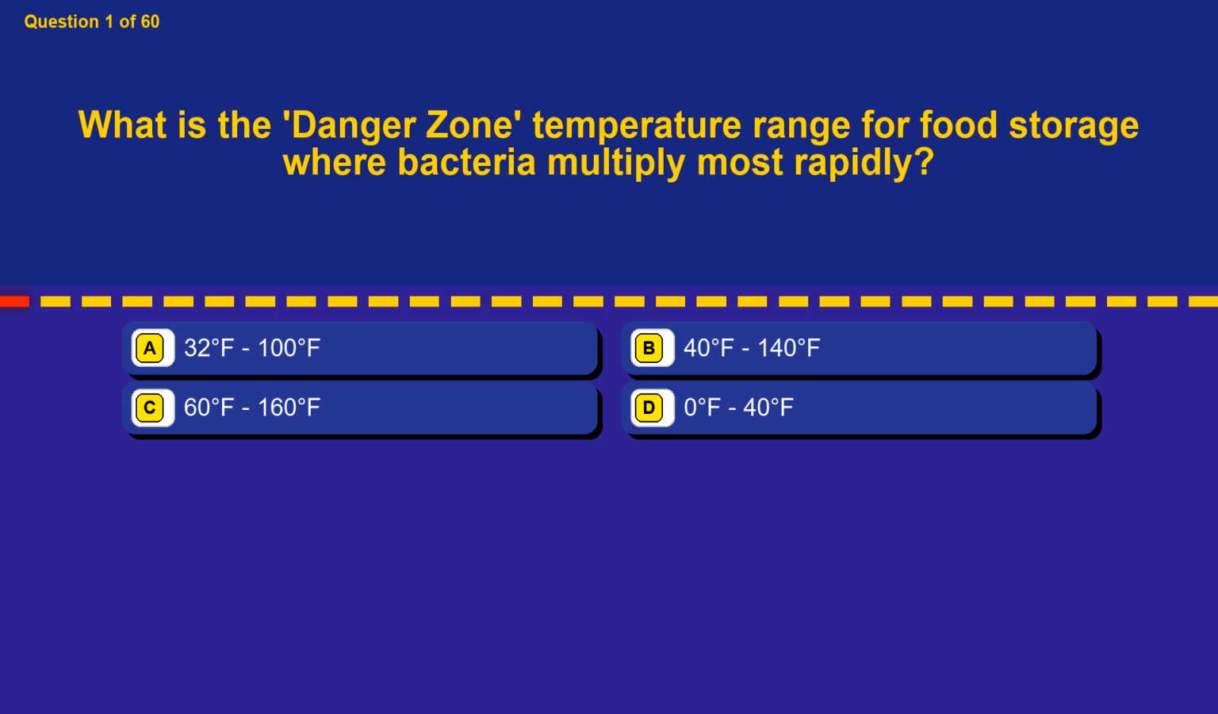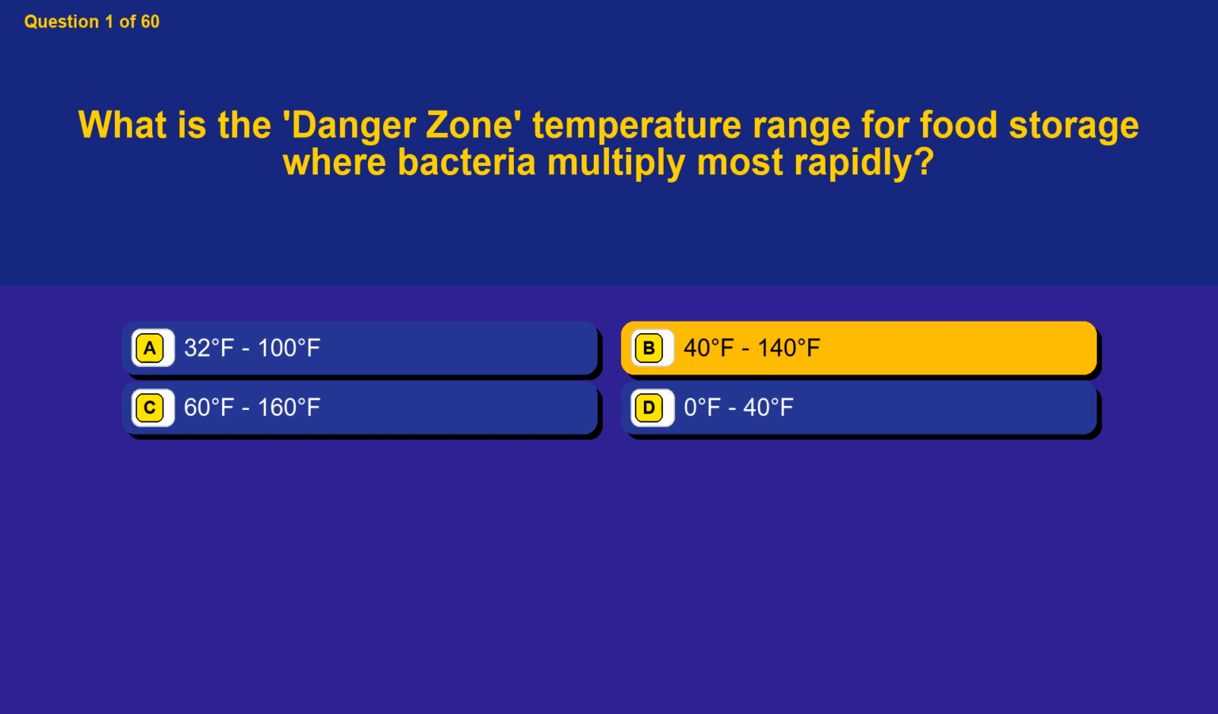Question 1. What is the danger zone temperature range for food storage where bacteria multiply most rapidly? Option A, 32 degrees Fahrenheit, 100 degrees Fahrenheit. Option B, 40 degrees Fahrenheit, 140 degrees Fahrenheit. Option C, 60 degrees Fahrenheit, 160 degrees Fahrenheit. Option D, 0 degrees Fahrenheit, 40 degrees Fahrenheit.